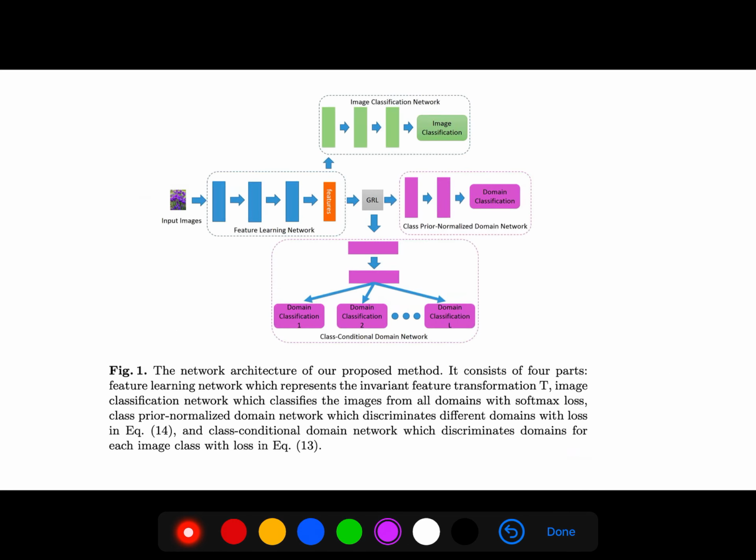You see the network architecture of the proposed method. It has 4 parts. First we do feature learning, that T that I was talking about. Then the image classification network. In every task we have, for example, here the task is image classification. So it's a good framework for different purposes.